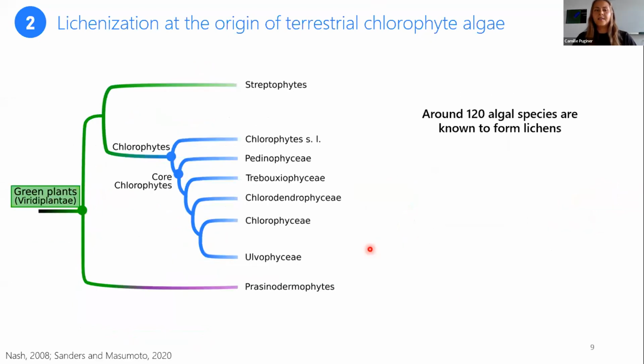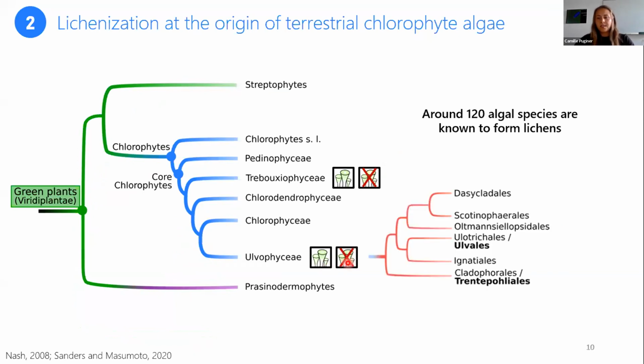Within these chlorophytes, around 120 species are known to form lichens. But this capacity is restricted to two classes, the Trebouxiophyceae and the Ulvophyceae. However, in these classes, not all species are able to form lichens. And if we focus on the Ulvophyceae class, this capacity is restricted to two orders, the Ulvales and the Trentepohliales. And once again, these orders do not contain species that are all involved in the lichenization process.